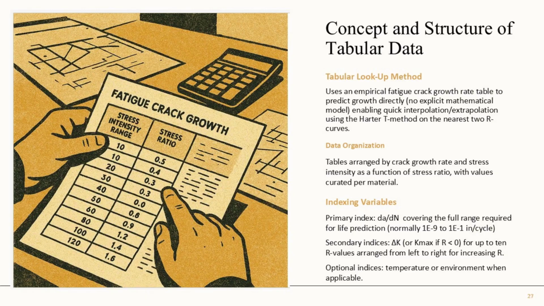And then in addition to that, AFGROW will allow us to look at temperature or environmental effects. We can have different data sets for different environments or different temperatures. So in your spectrum, you could tag for different environment or different temperature, and then it would know which one of the tabular data sets to use to get your growth rate. So there's a lot of advantages to using the table lookup here.